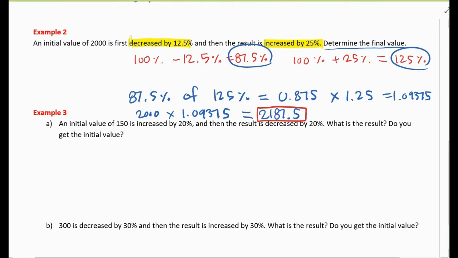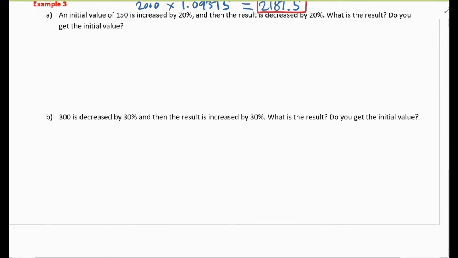This is really important. When it is increased by, you add that number to 100. When it is decreased by, you subtract that number from 100. You find 87.5% of 125%, and then you multiply this by the initial value to find the answer. Make sense? Okay, example 3.